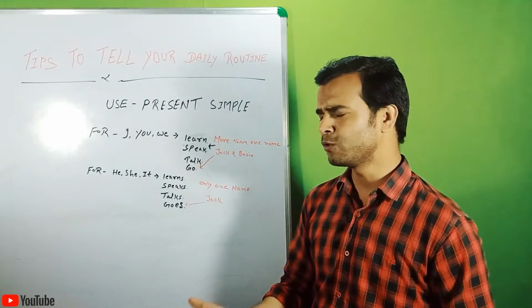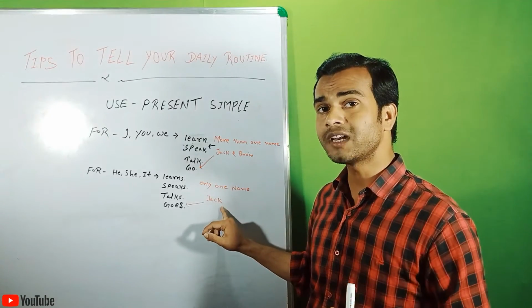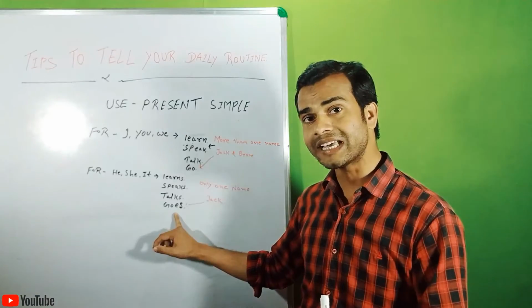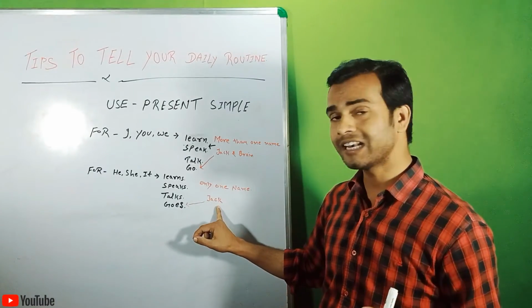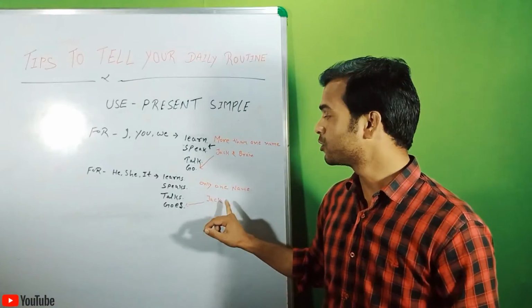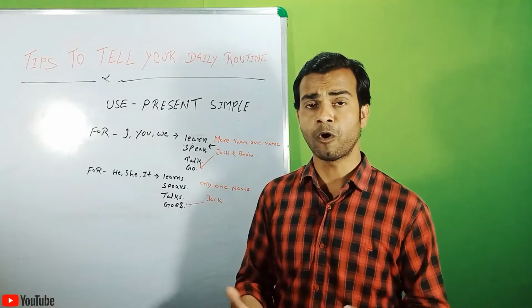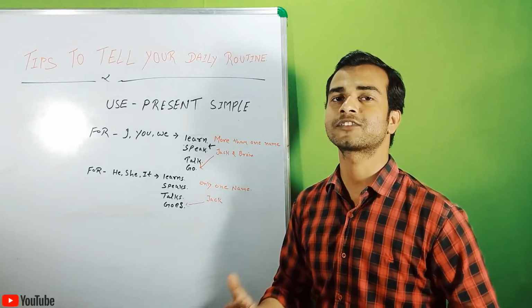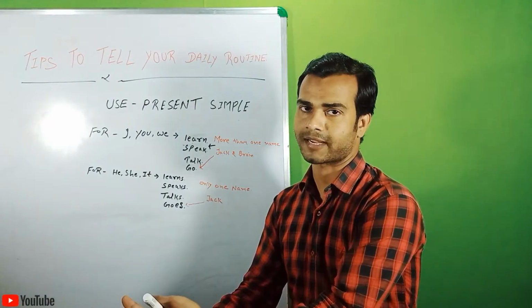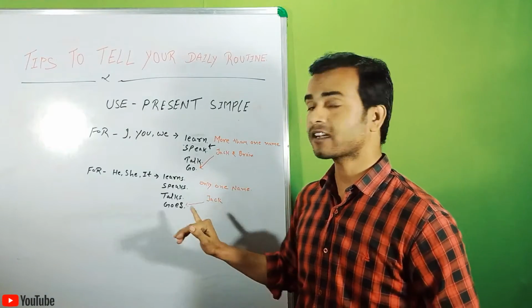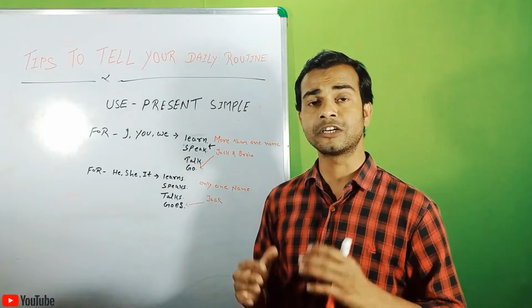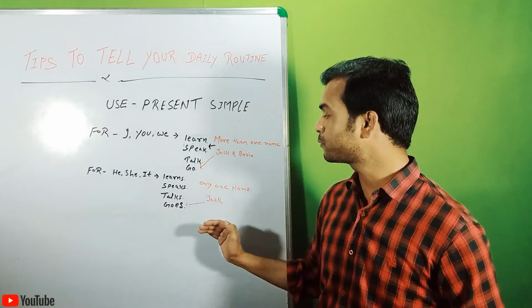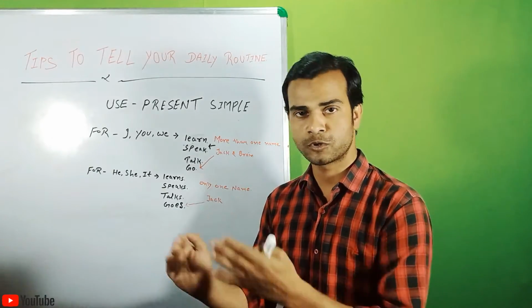As I have told you, if you are using one name, you have to go with the verb with s or es. So you have one name here, that is Jack only. So Jack, you can form a sentence: Jack goes to the market. So don't say Jack go to the market because it will be an error. You have to say Jack goes to the market.